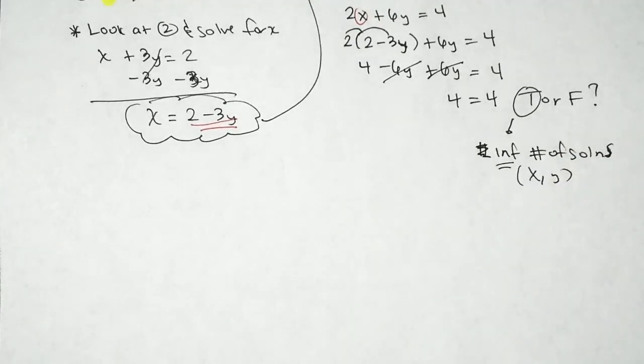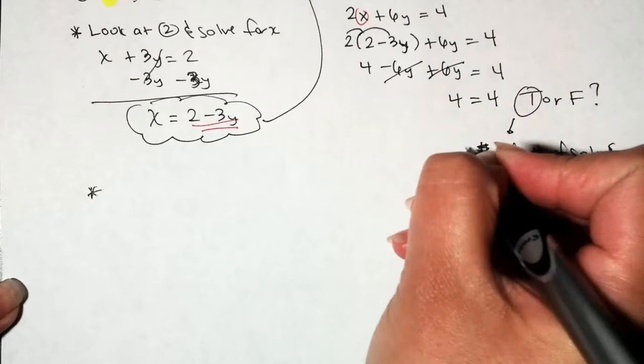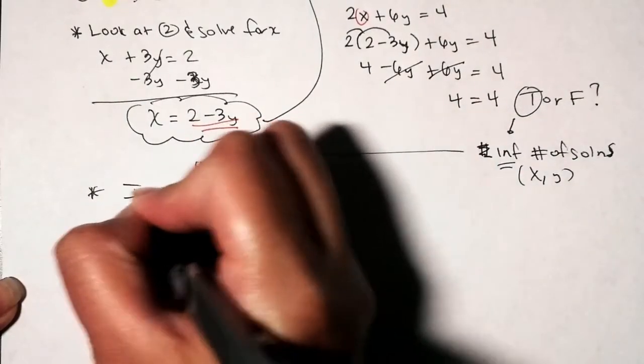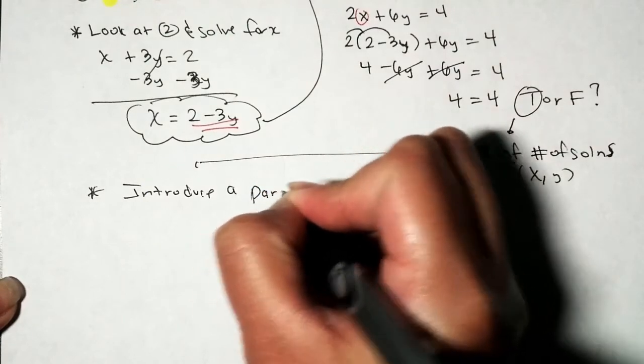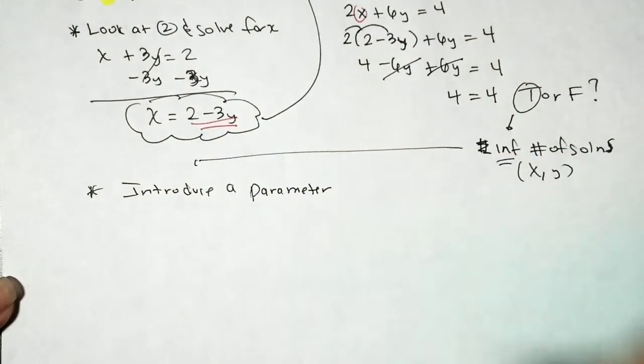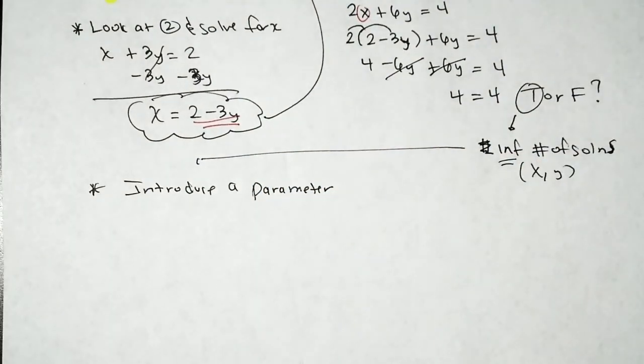So in this case, we are gonna have to introduce a parameter. So let me go ahead and speak to myself. Introduce a parameter. When do we have to introduce a parameter? We're going to do this when the system has an infinite number of solutions. So a parameter is just pretty much a new variable that can take any value.